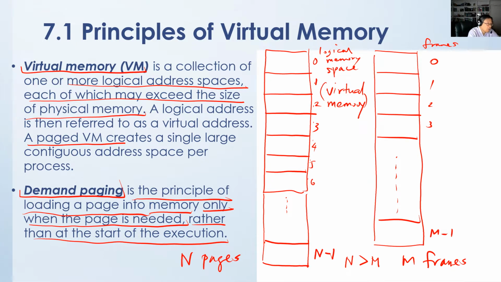So we don't load all the pages at the same time. We just load them when we actually run the program. In this case, there's a possibility that we can run a process which is much bigger than the physical memory can accommodate.